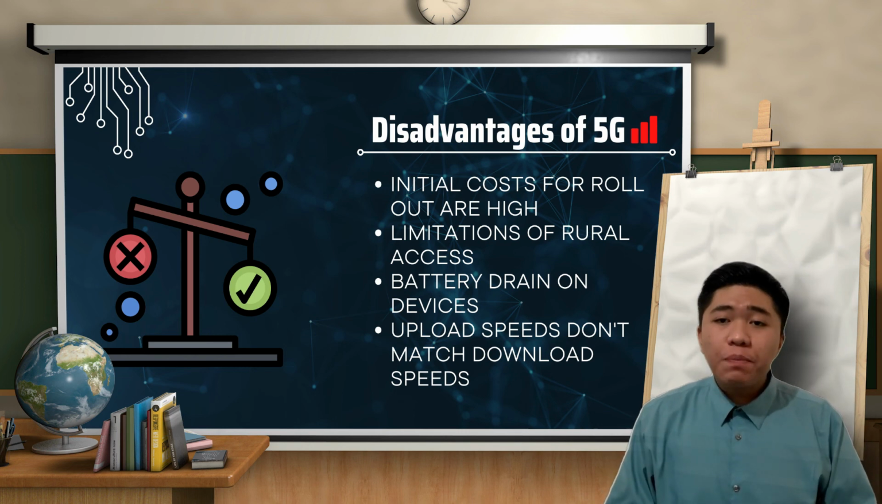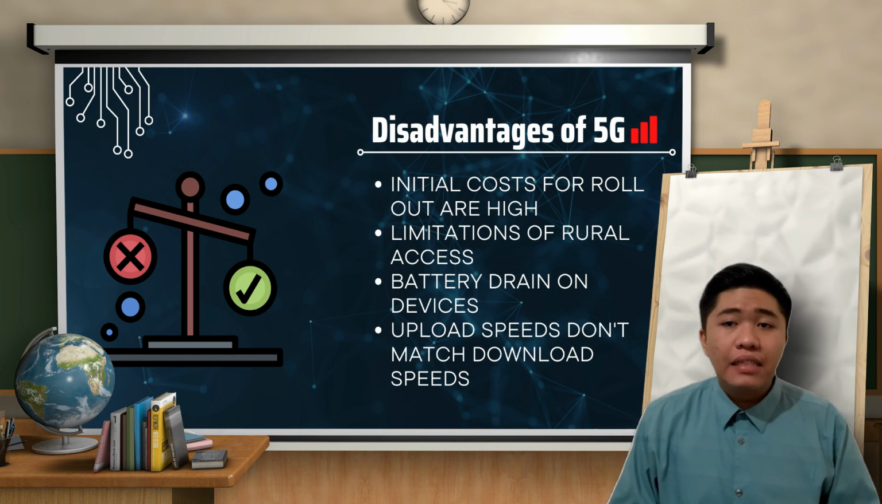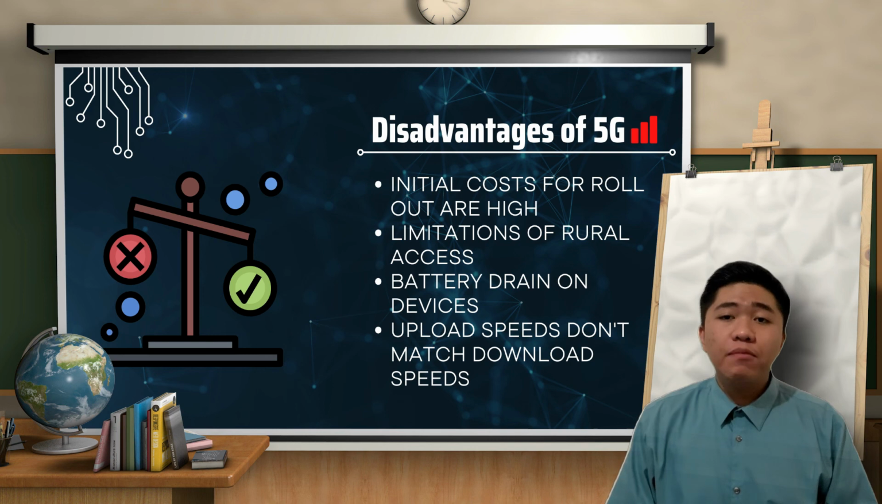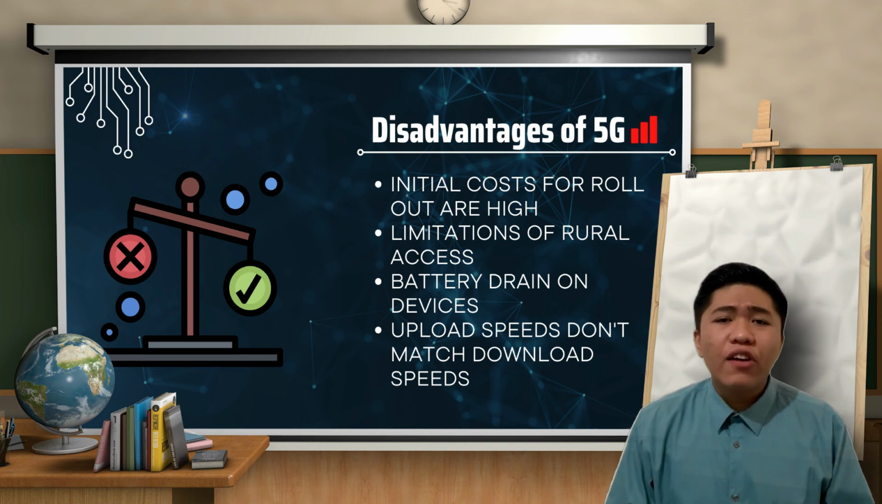Lastly, upload speeds don't match download speeds. The download speeds of 5G technology are incredibly high, in some cases up to 1.9 Gbps. However, the upload speeds are rarely more than 100 Mbps, which is not quite as incredible as initially touted.